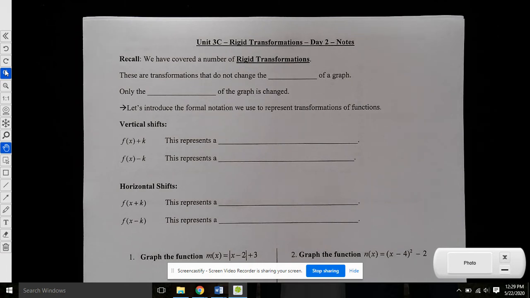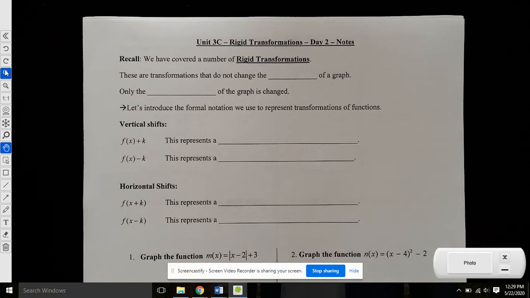Hi guys. In this video, we are going to be going over rigid transformations. So in your last section, you learned about parent functions, specifically the cube root, the square root, and the logarithmic function. So you guys actually have learned about rigid transformations before in Algebra 1.